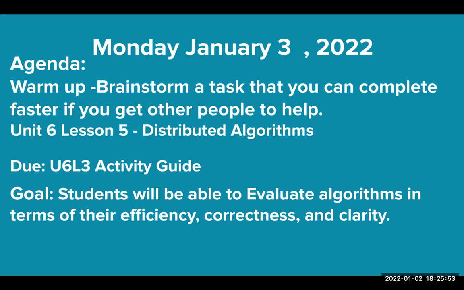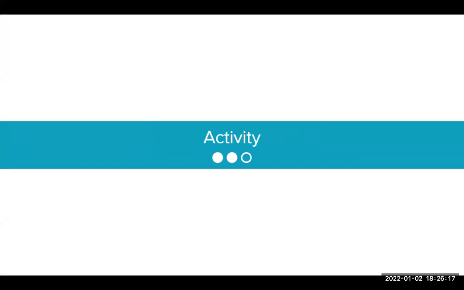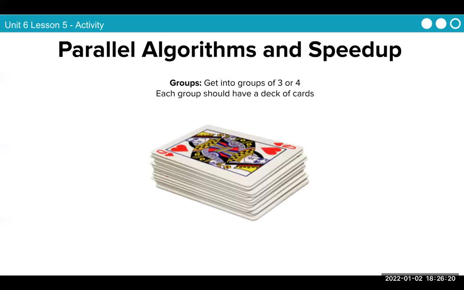Today, students will be able to evaluate algorithms in terms of their efficiency, correctness, and clarity. We're in Unit 6, Lesson 5, Distributed Algorithms. All right. Parallel algorithms and speed up.